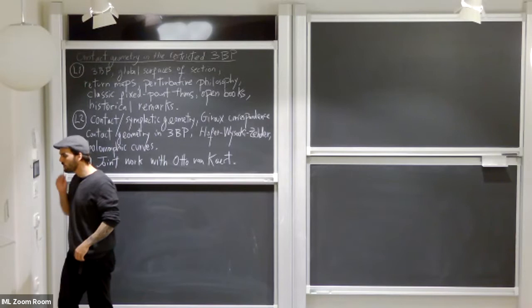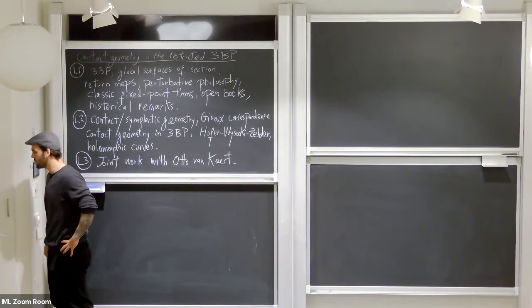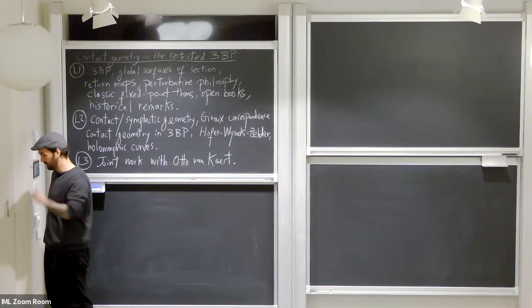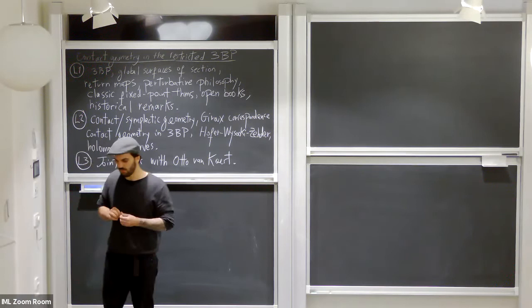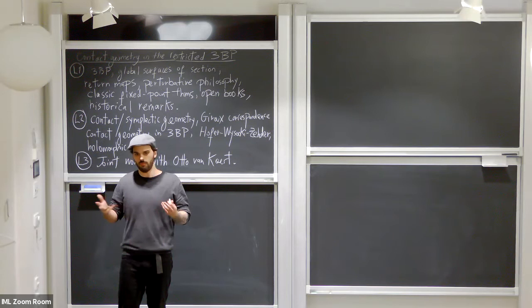So the purpose of this series of lectures, three lectures in principle, is just to try to get to what we've done recently with Otto on the three-body problem. It's going to be a very biased sort of introduction to the problem, which is very old and the history is very rich and so on. I'm going to be mostly interested in the contact and symplectic techniques that show up in the problem, especially the use of holomorphic curves and so on and so forth.